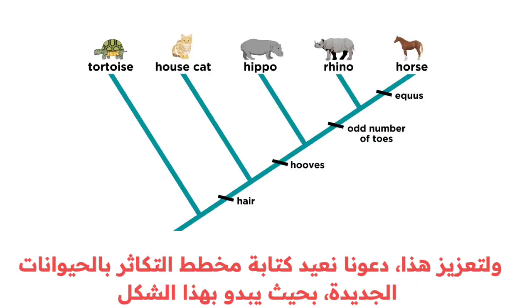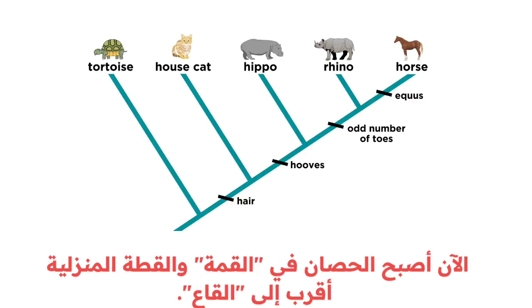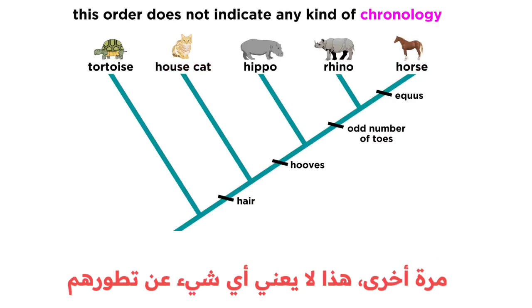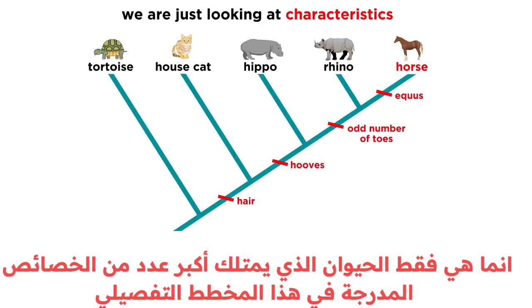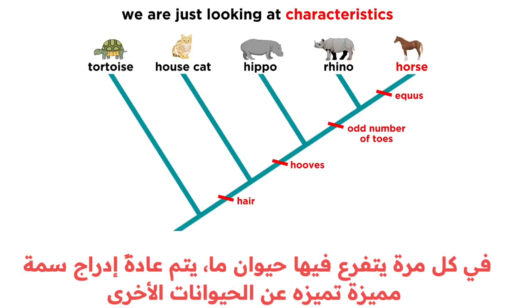To cement this, let's rewrite the cladogram with new animals so it looks like this. Now the horse is at the top and the domestic cat is closer to the bottom. Again, this doesn't mean anything about their evolution. Horses aren't more evolved than turtles or cats. They're just the animal that possesses the greatest number of the characteristics listed on this particular cladogram.